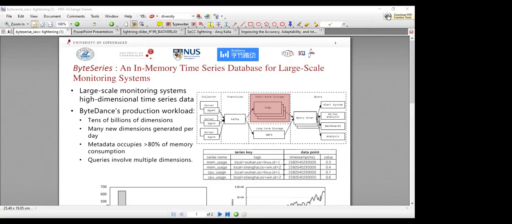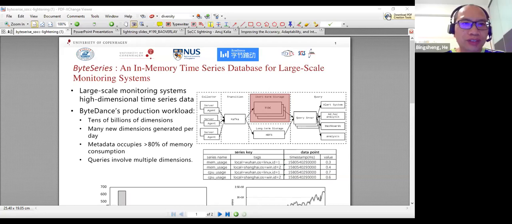Whenever you're ready. Okay, so yeah, welcome to this session of memory management. So we have our first paper by Pi series, an in-memory database for large-scale monitoring system. The speaker is Yongluan Zhou.